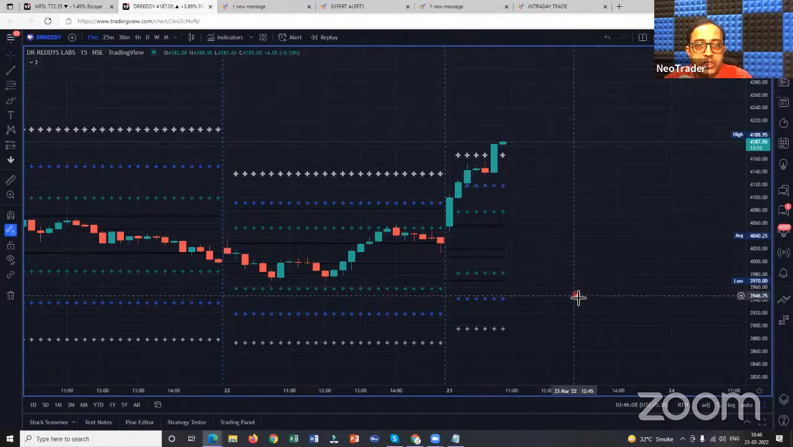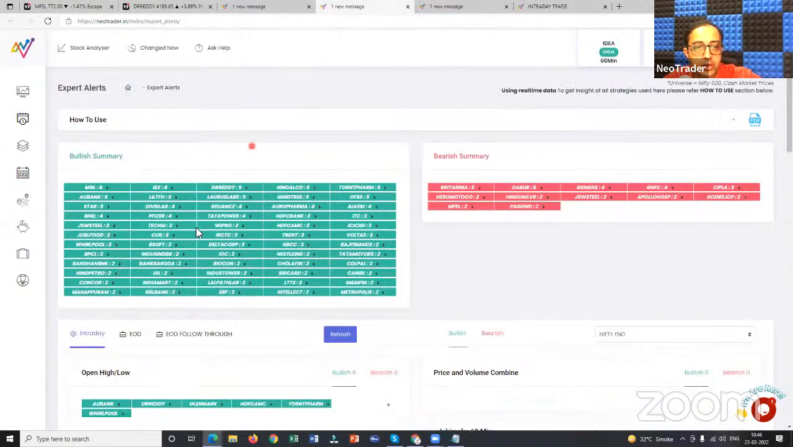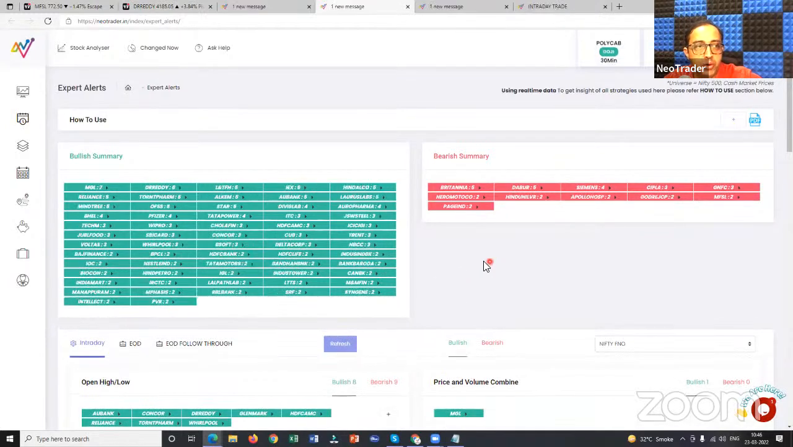So overall positions are looking good. And when we take a look at the Camarilla, we definitely see some stock specific action. Expert alerts continue to tell us that the bullish momentum is continuing to hold. Markets are seeing a dip and then they are witnessing a revival. So yes, continue to trade more on the bullish side than on the bearish side, because the trends continue to remain positive, and use every pullback which is emerging in the market.